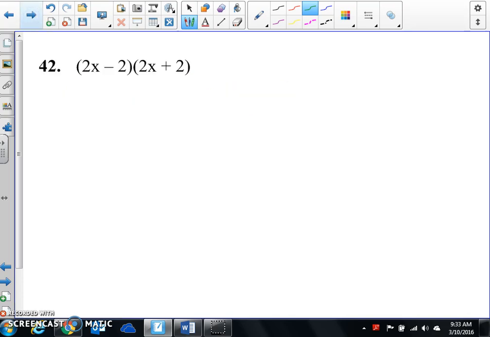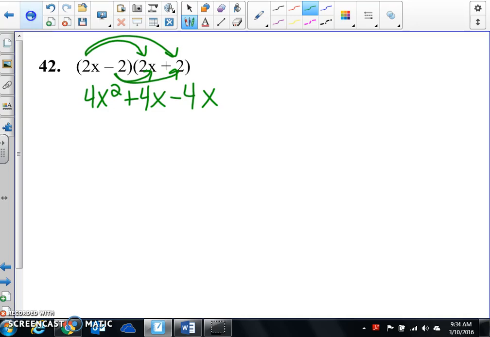All right, so we start by FOILing. 2 times 2 is 4. X times x is x squared. 2 times 2 is 4, and then I have that x. Negative 2 times 2 is negative 4, and then I've got that x. And negative 2 times 2 is negative 4. The 4 and the minus 4 cancel, and I drop my negative 4.